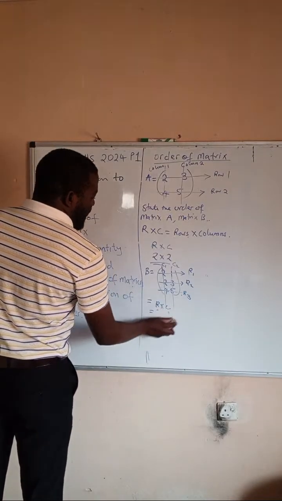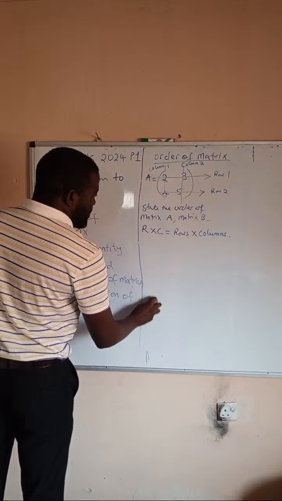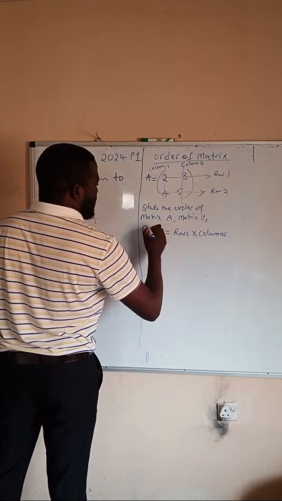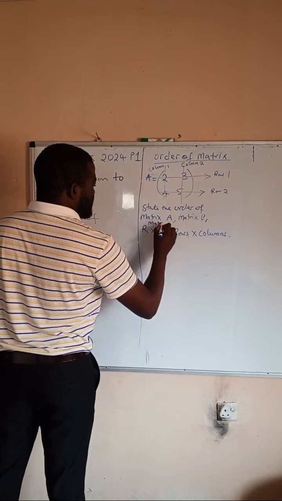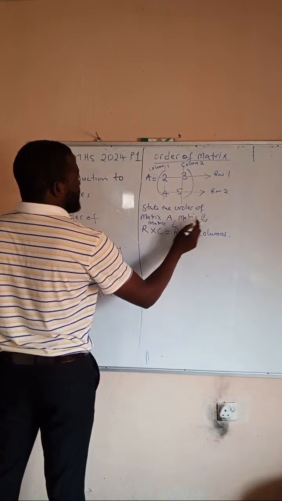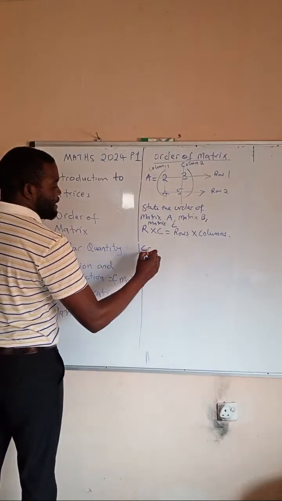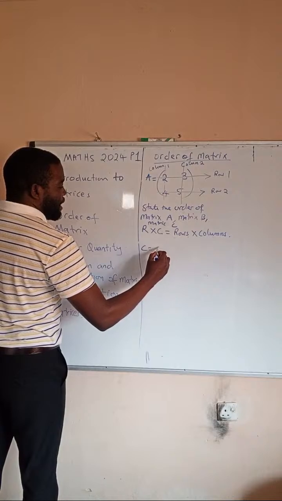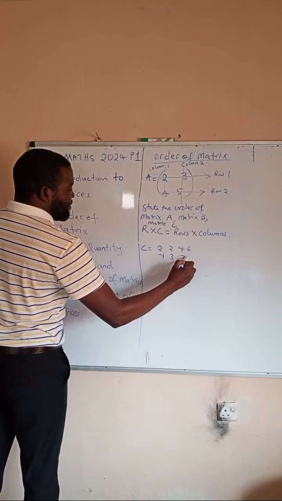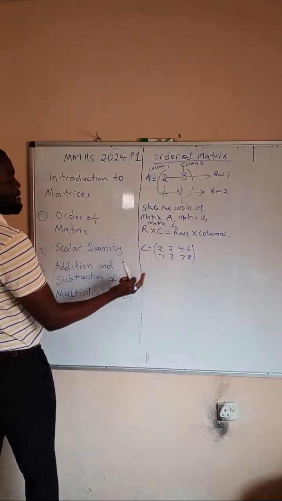So, alright, what about the order of matrix C? If the question also included the order of matrix C. Of course, we said order of matrix A, also matrix B, matrix C. For example, I'm just including matrix C. So, for example, if C is 2, negative 1, 2, 3, 4, 6, 7, 8. What is the order of this matrix, the order of matrix C?